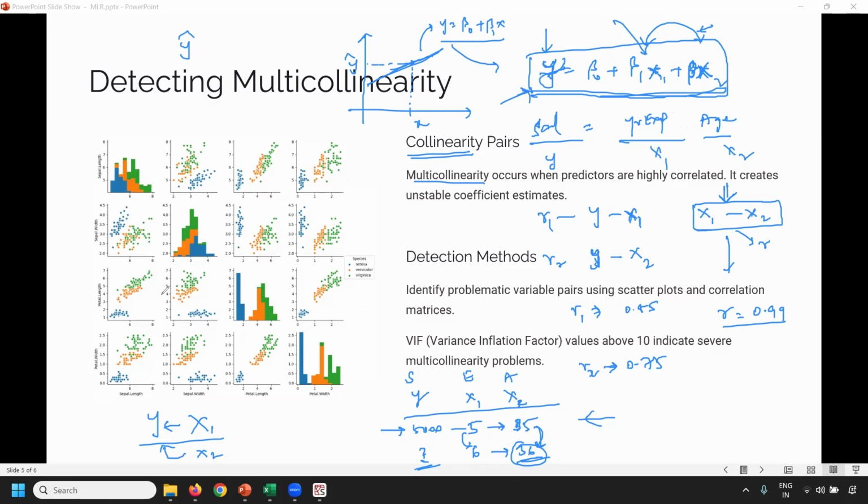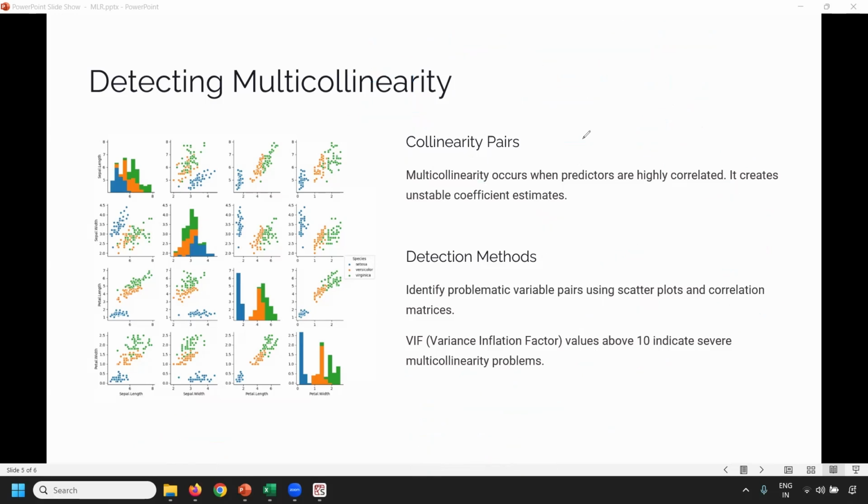Okay. Now, what happens if I have this kind of collinearity pairs in the data? You are unnecessarily duplicating the information from multiple variables. And because of the interaction here, you would not be getting an effective equation which can help us to predict y. Okay, because of this interaction.